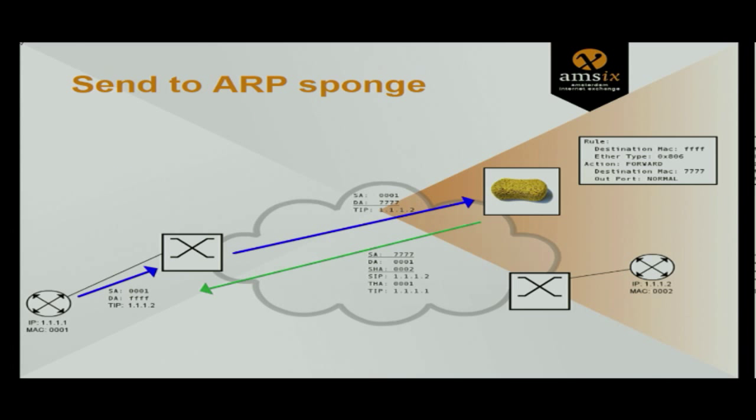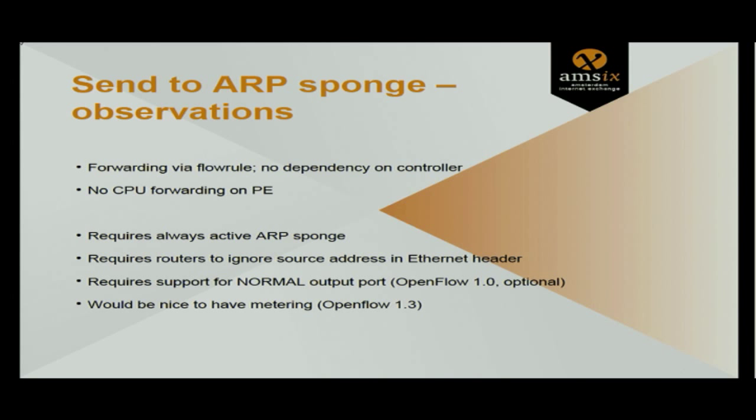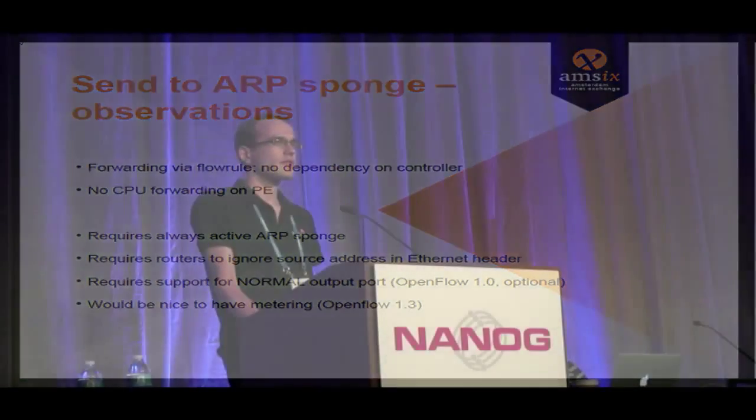Then we looked at other ways to do this, and obviously we already have the ARP sponge. So one thing we thought of is, well, then let's just forward all the broadcast traffic with the flow rule to the ARP sponge and have the ARP sponge reply to all the ARP requests. This has a couple of benefits. We no longer have any CPU forwarding on the PE. We do forwarding with the flow rule, so there's no dependency on the controller except for programming this flow rule. Of course, it requires the ARP sponge to always be active, but again, you can have multiple ones.